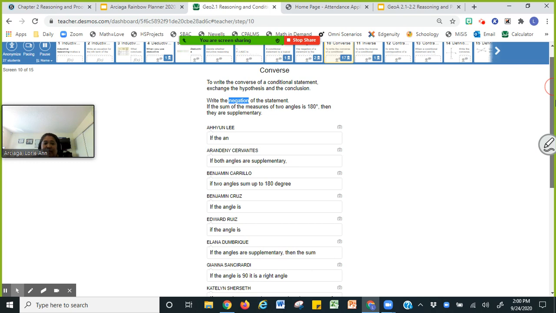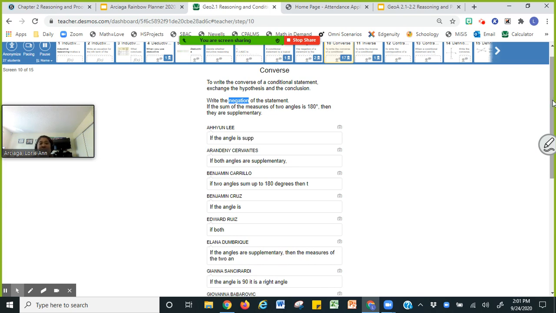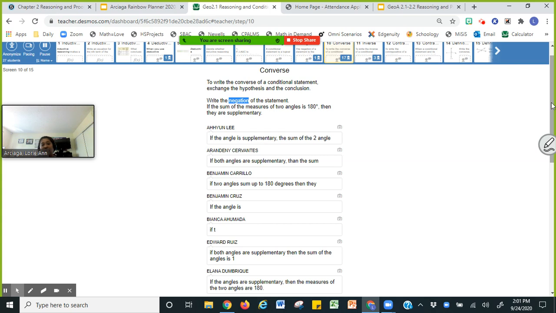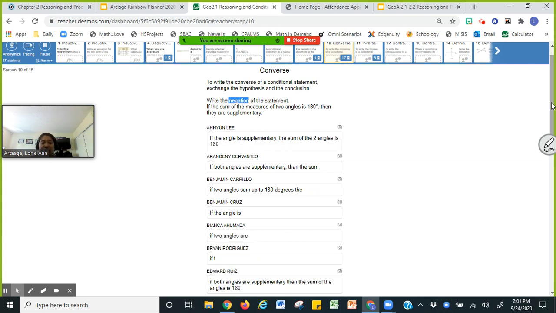So just flip them around. Very good. So if two angles are supplementary, then the sum of their measures is 180. Very good. Okay, Ben, flip them around. So if two angles are supplementary, that should be the first one. So the subject becomes the predicate, and the predicate becomes the subject, something like that in English. So yeah, flip the if and the then part.